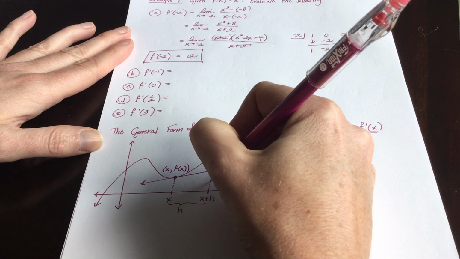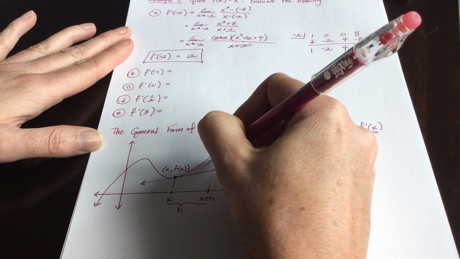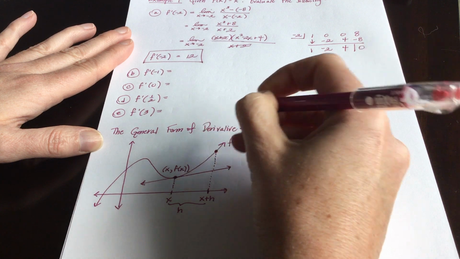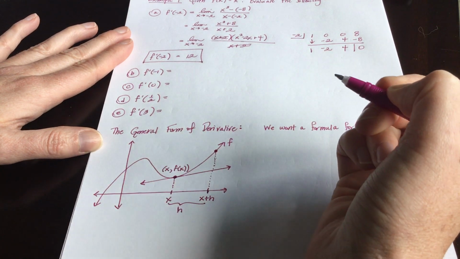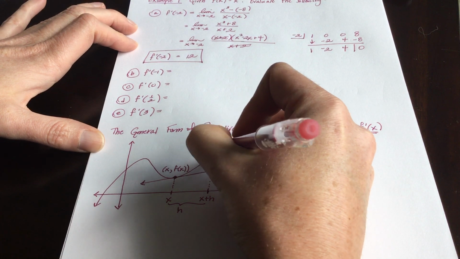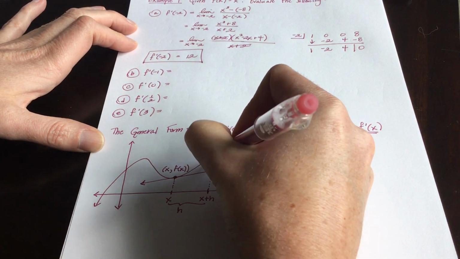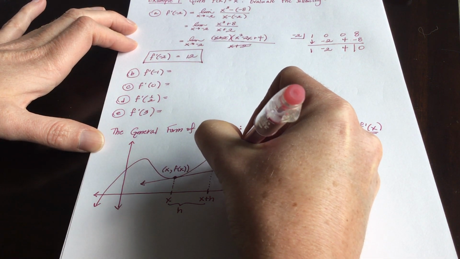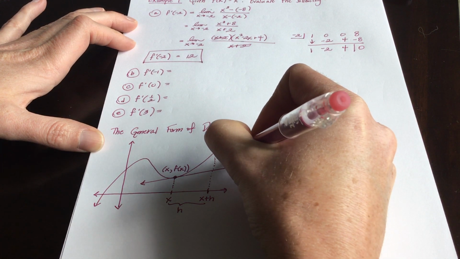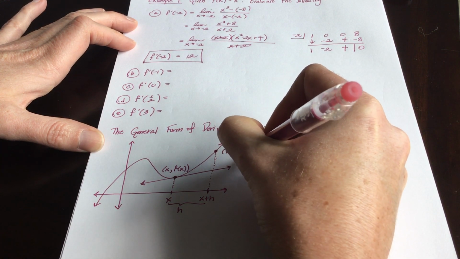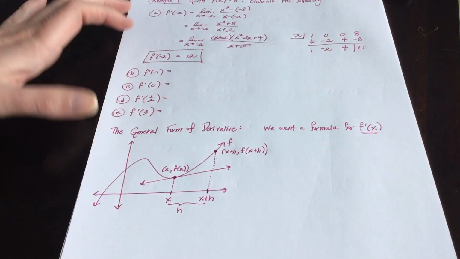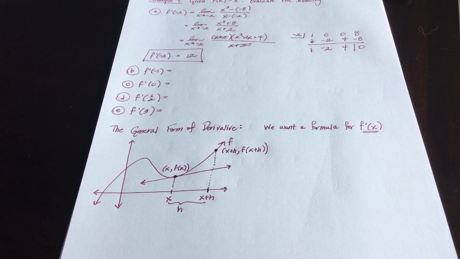Now let's go down here. Pretend that looks really straight, okay? All right, what are the coordinates of this point right here? Well, the x coordinate is x plus h, and the y coordinate is whatever you get when you plug x plus h into your function. So those are the coordinates there.